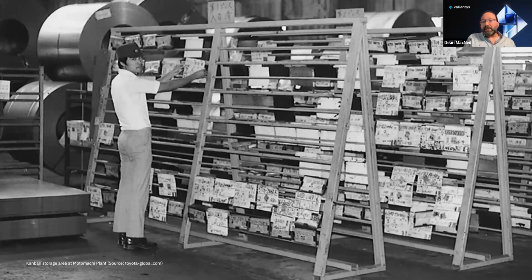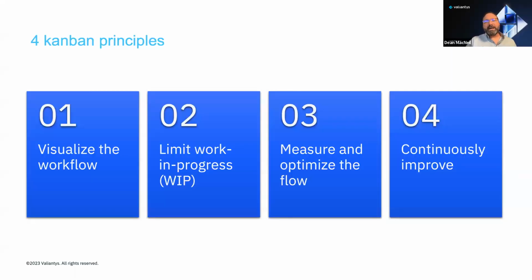In this approach, knowledge workers pull work from a queue and status from to do to done is displayed for all team members to view. Four key Kanban principles are to visualize the workflow, limit work in progress, measure and optimize the flow, and continuously improve. From the flow of work, let's now turn to the flow of value.